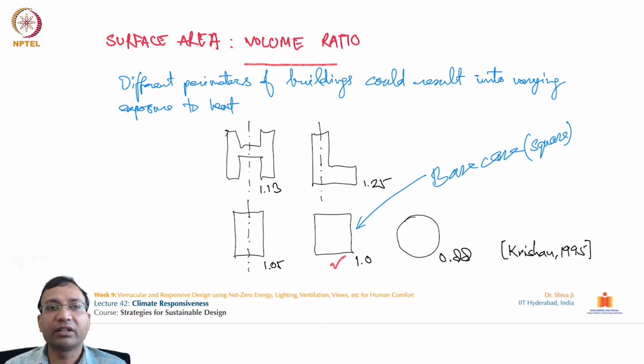So with the area given over here, if a square is the base case which has 1 unit surface area for 1 unit of volume, then a circle would have an even smaller surface area, up to 0.88. Okay, and this is the most efficient geometry to minimize sun exposure. Similarly you can see the rectangle L and H forms, where the exposed surface area is increasing, so overall it changes the heat exchange of these geometries.